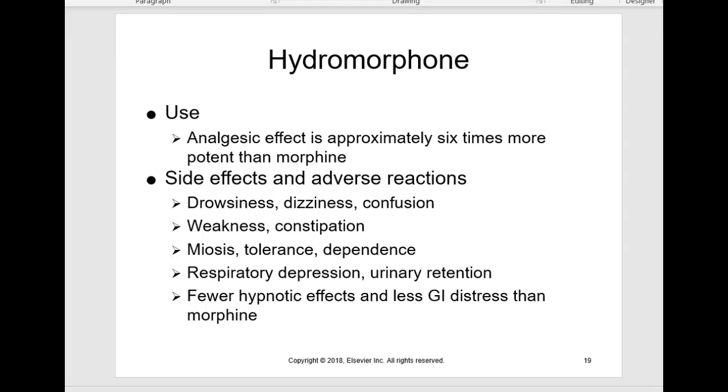All the opioids we've discussed so far, hydromorphone, meperidine, and morphine, are all Schedule II narcotics. Side effects are similar to the other opioids: drowsiness, dizziness, confusion, weakness, constipation, miosis. Being an opioid, we worry about tolerance, dependence, respiratory depression, urinary retention. And again, hydromorphone has fewer hypnotic effects and less GI distress than morphine. Respiration should be monitored closely and adequate hydration should be provided.